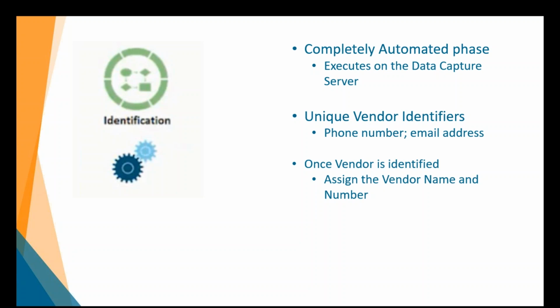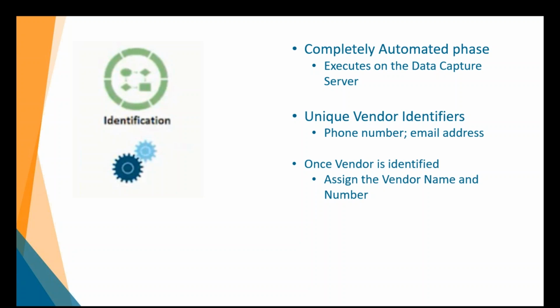Most batches, however, will go through this identification process, where ICAP will search for a unique vendor identifier on the invoice itself. Those unique vendor identifiers are set up during the configuration portion, and existing invoices from that same vendor in your solution can be leveraged to establish those unique vendor identifiers as well.